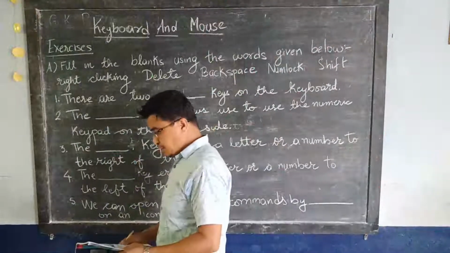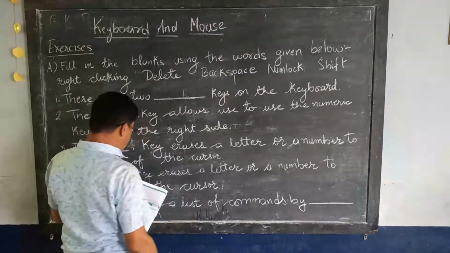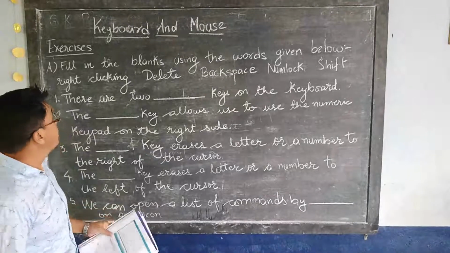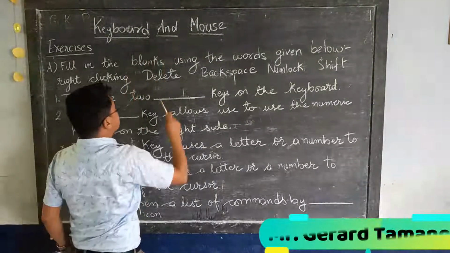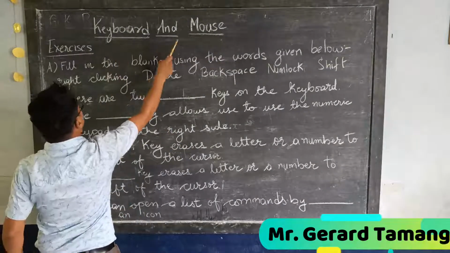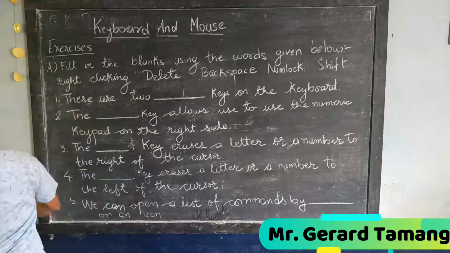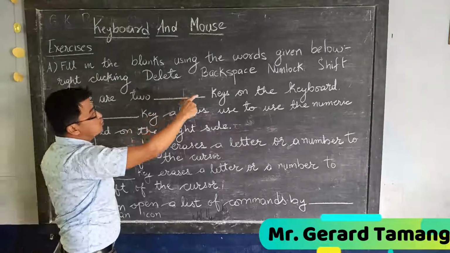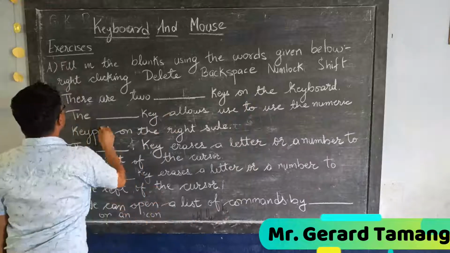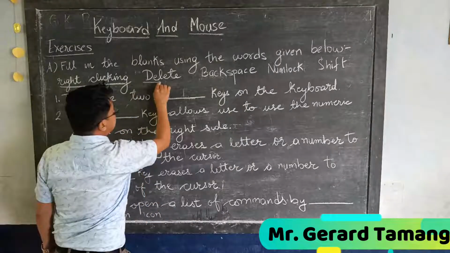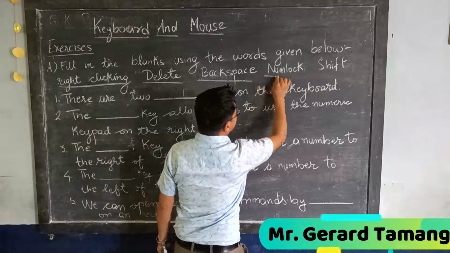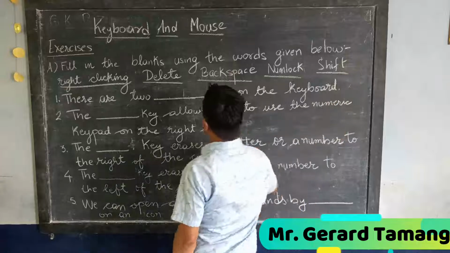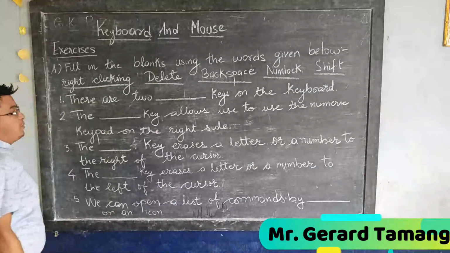Class 2. Today we will do the exercises on page number 54 from the chapter Keyboard and Mouse. Exercise A. A is fill in the blanks using the words given below. Here: right clicking, delete, backspace, num lock, shift. You have to use these words and fill in the blanks.